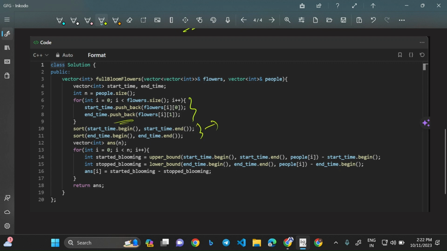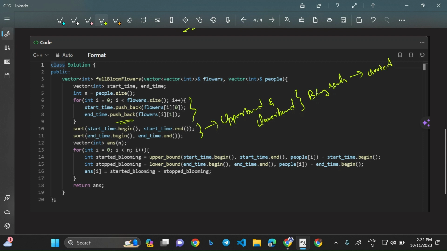We are trying to apply upper bound and lower bound. Remember, these two are implementations of binary search, right? And for this, we need our array to be sorted. If not, these things don't work out.